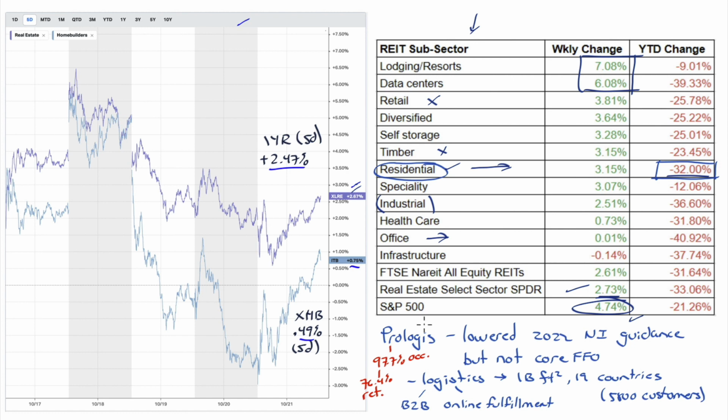Prologis, which is the world's largest industrial REIT, just to give you some idea of their size, they have 1 billion square feet of leasable space. 1 billion. Just think about that. 19 countries, 5,800 customers. They're huge. Logistics centers for either online fulfillment or business to business. Business to business just means Walmart owns a whole bunch of warehouse space, and it's for their own benefit. Online fulfillment would be something like Amazon.